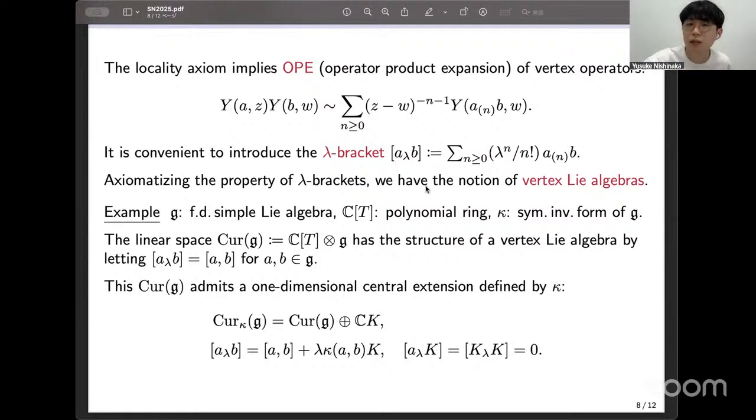it is a vector space equipped with lambda bracket. This lambda bracket satisfies the axioms like Jacobi identities or skew symmetry. So sorry, I'm not so familiar. What is the definition of the vertex algebra?